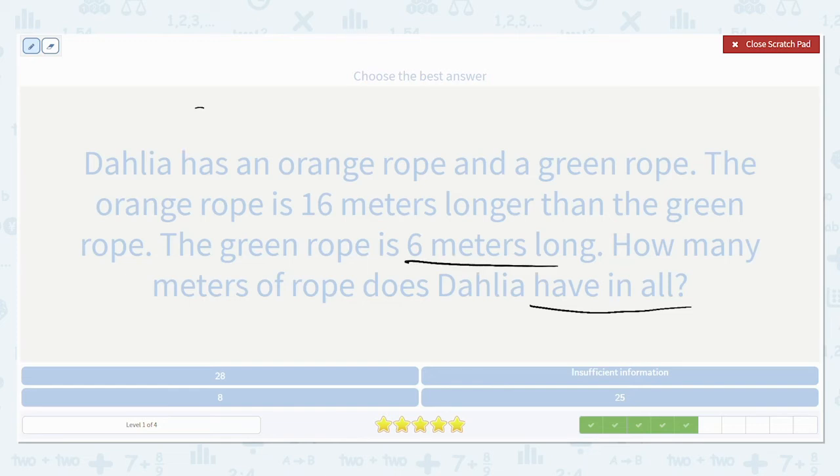That lets us then find the orange rope. Orange, 16 meters longer, so we add again to the length of the green rope, which is 6, giving us 22 meters for the orange rope. Then, since we're looking for the total, we add that to the 6 meters for the green rope, giving us a total of 28 meters of rope.